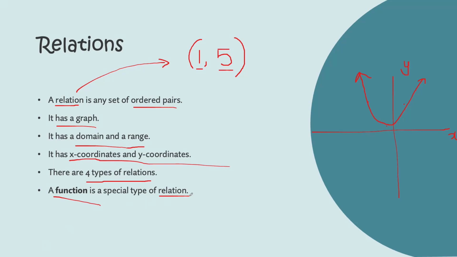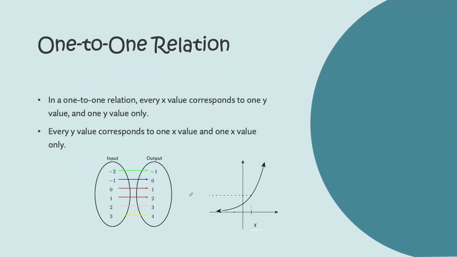So we'll have a look at the 4 different types. The first type of relation is a one-to-one relation. When we're talking about these relations, we're just referring to how our x and y coordinates are related. In a one-to-one relation, every x value corresponds to one y value and one y value only. And on the other hand, every y value also corresponds to one x value only. So for each input there is only one output, and every output corresponds to only one input.